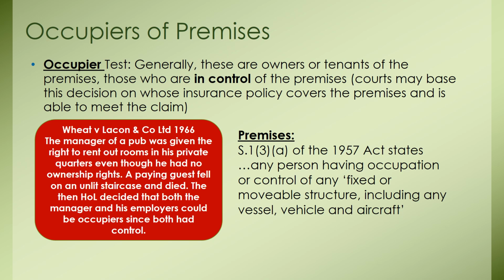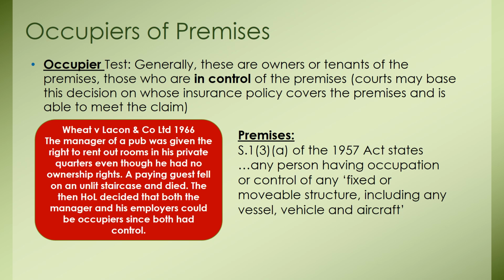So in determining who is an occupier, and this is the person who would be held responsible, so the owner of the land whereby the accident, the potential negligence has happened, this is the person who is going to be sued by the visitor. So an occupier generally is going to be an owner or a tenant of the premises, but actually the Act provides something much wider than this. This talks about somebody who is in control of the premises, and there's a key case for authority in this regard, and this is underneath in the red box, Wheat and Lacon & Co.